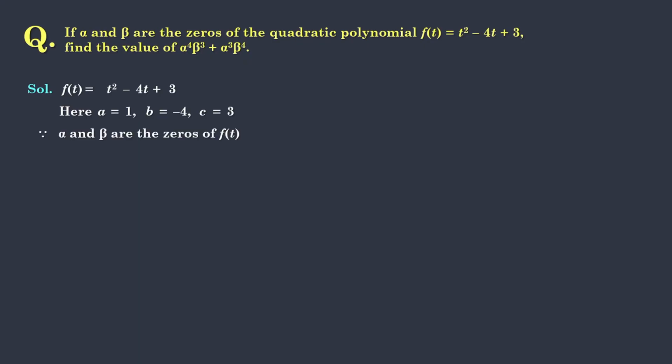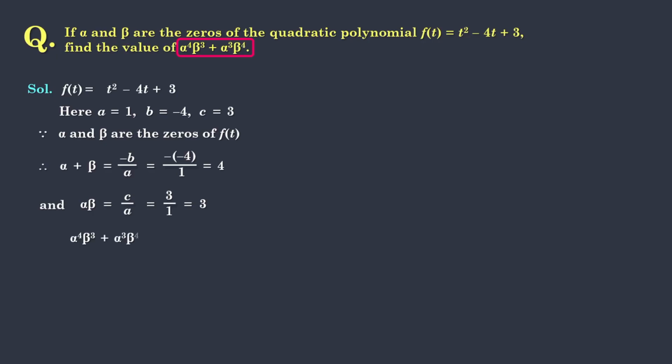Using the relationship between the zeros and the coefficients of a quadratic polynomial, the sum of the zeros is equal to minus the coefficient of t divided by the coefficient of t squared. Therefore, the sum of alpha and beta becomes 4. The product of the zeros is equal to the constant term divided by the coefficient of t squared. Therefore, the product of alpha and beta becomes 3.